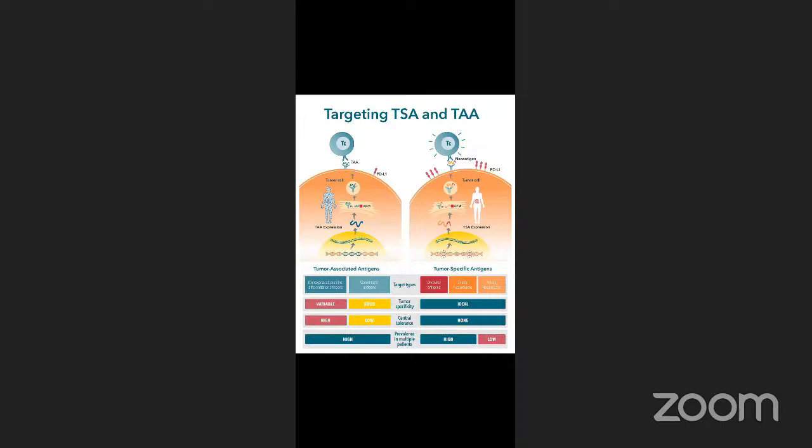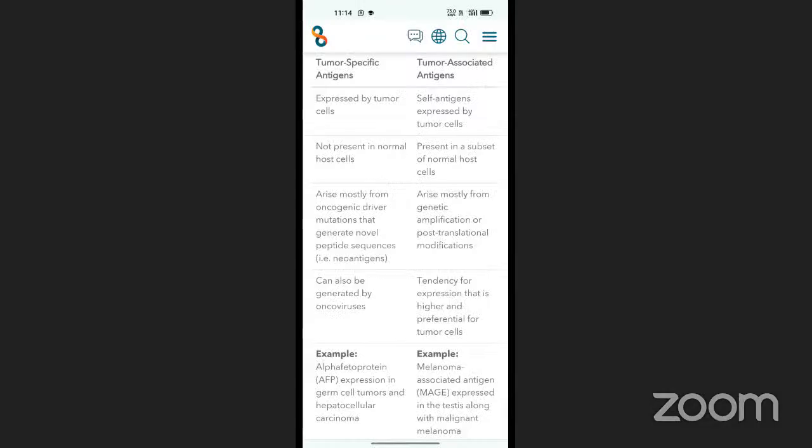In general, two types of tumor antigens have been identified on tumor cells. One is the tumor specific antigen, TSA. What is that? Tumor specific antigen. And another type of antigen is the tumor associated antigen, TAA. What is tumor specific? Tumor specific antigens are unique to tumor cells. I will show you one image for reference: what is a tumor specific and what is a tumor associated antigen?